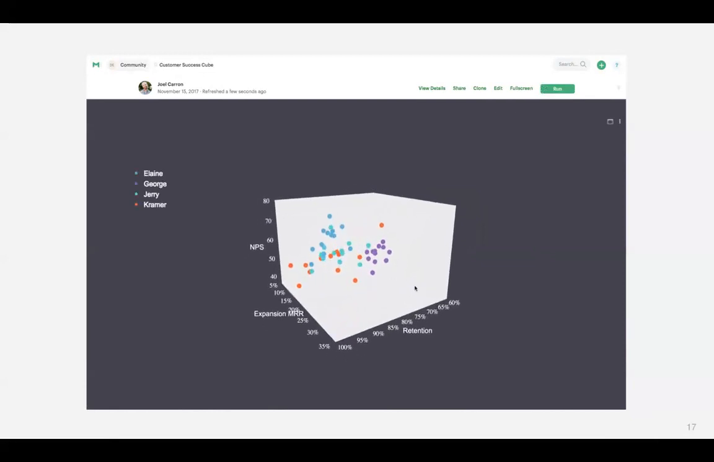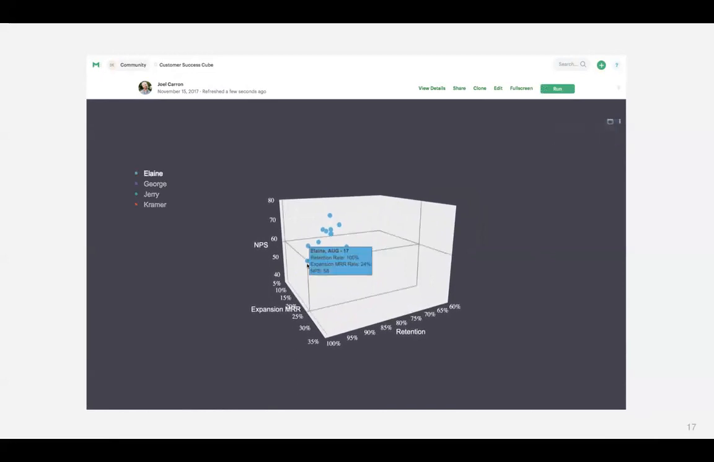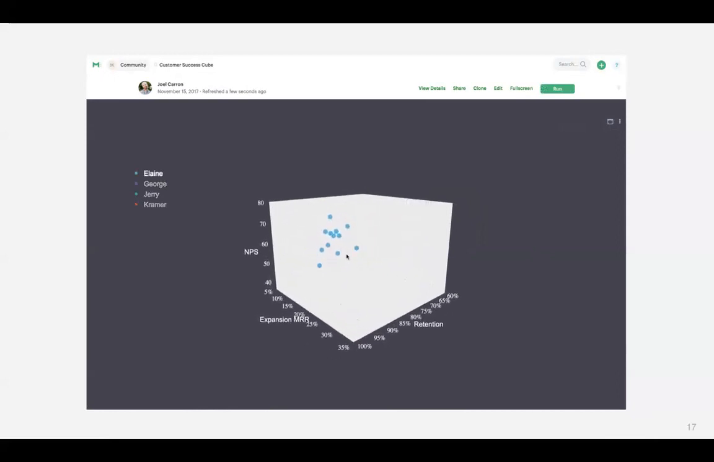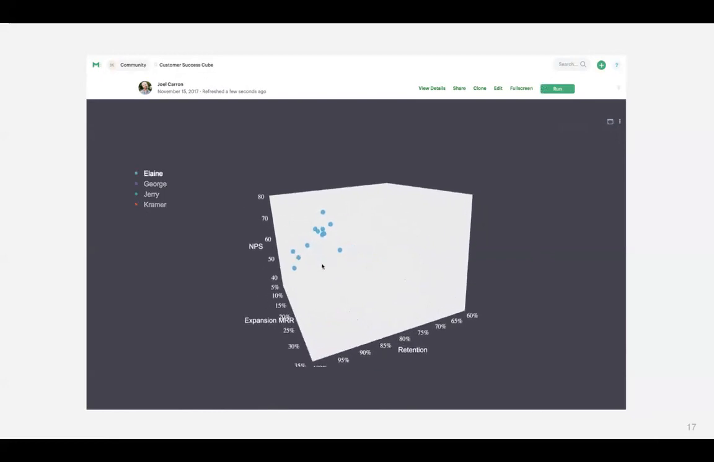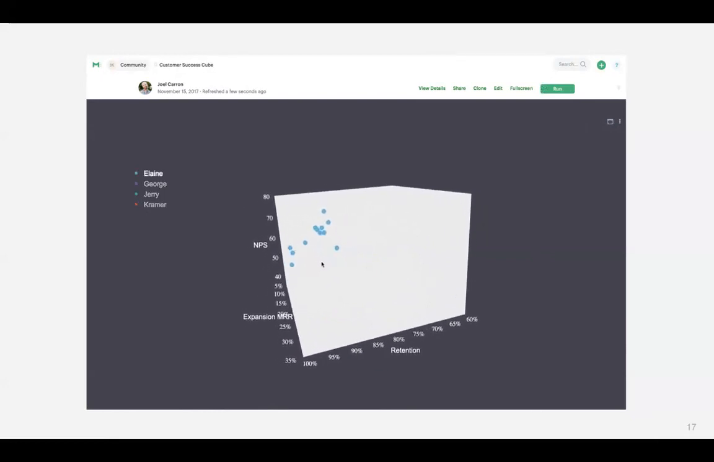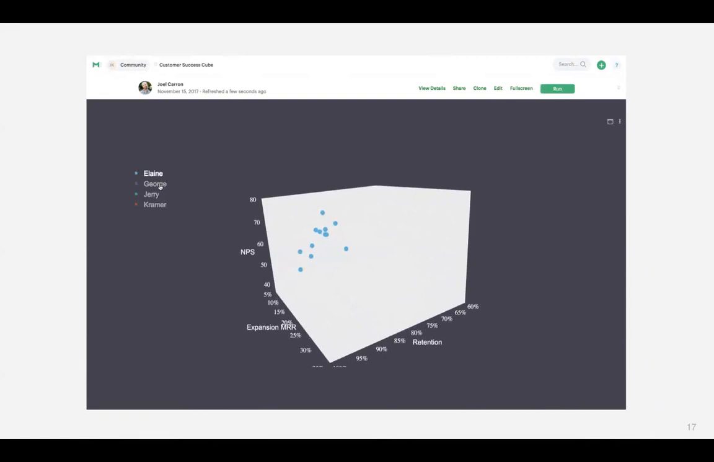Now we'll have data points for each of these months. This can be a lot to look at all at once, so I'm going to toggle off everyone except Elaine. Great. Now I can see that Elaine had a pretty rough August and a really strong November. Even though that August may not have been so great, all of her data points across these three metric categories are very strong.